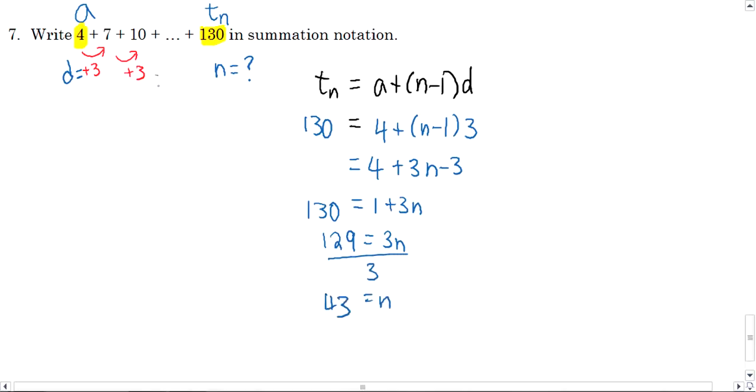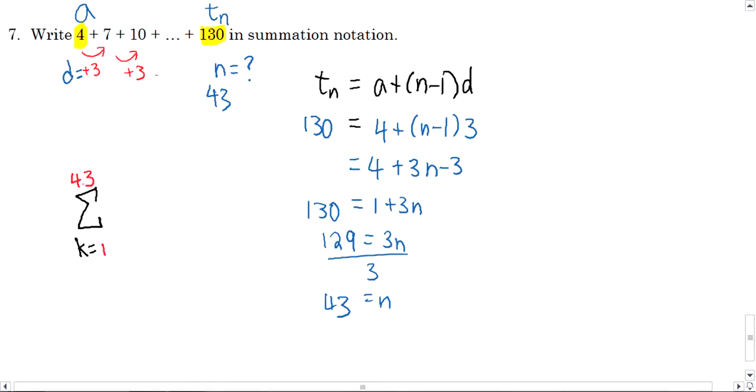Okay, so now what? Well, let's use sigma notation here. This is a lovely sigma notation. Use k equals something. Figure out the lower index and the upper index. We know the upper index is going to be 43 because we just figured that out. It goes up to 43 terms, and that's if you're going to start from 1. So k equals 1 to 43. There are 43 terms from 1 to 43.